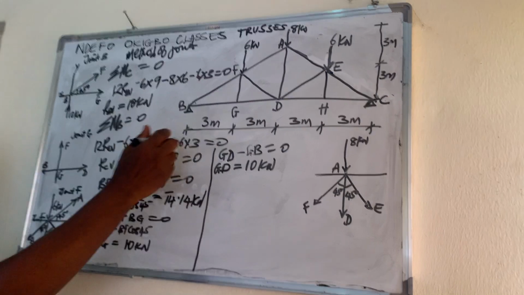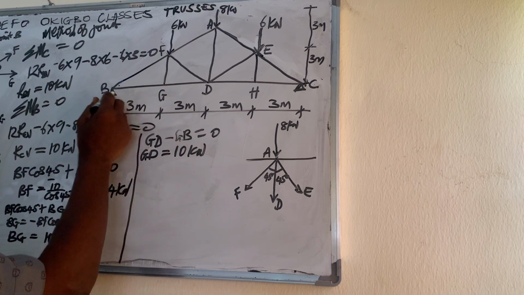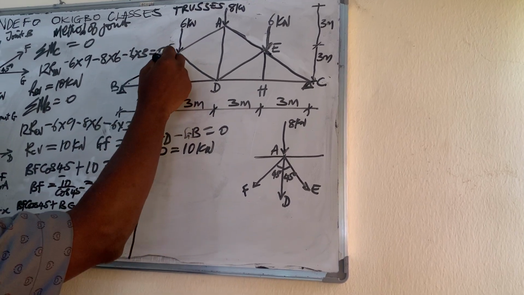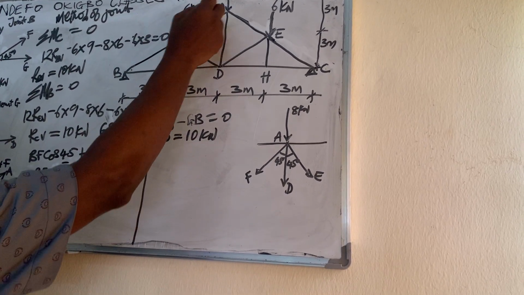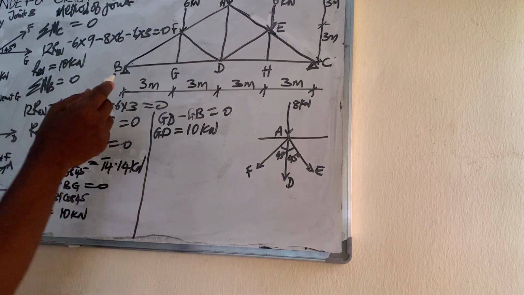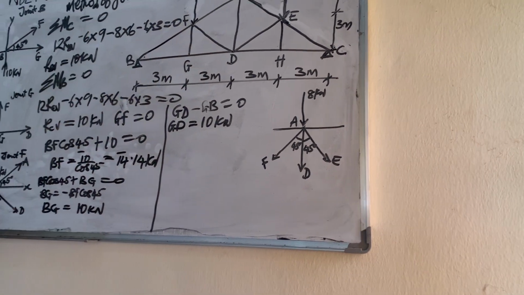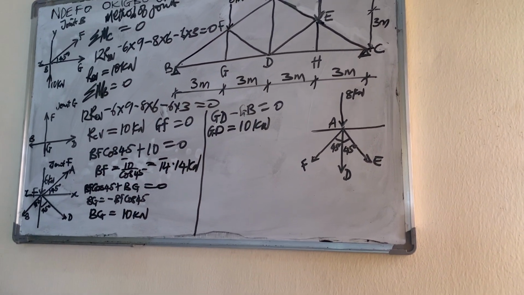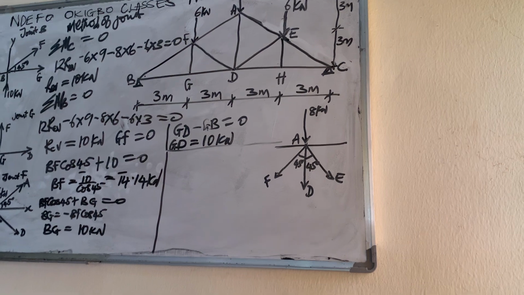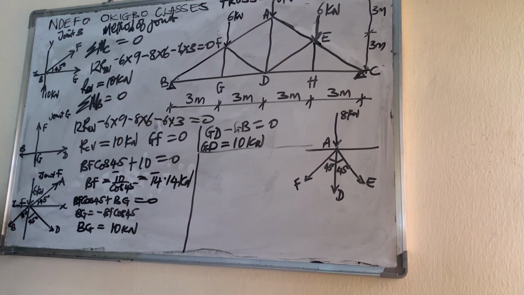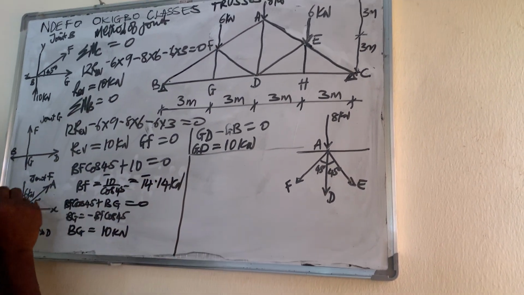So I've gotten the force in member GD, in member BG, in member BF, and in member FG. So what remains now is to get the force in members FA and FD. For me to do that, I come to joint F. At joint F, look at the forces. So the next thing is I resolve again vertically and horizontally. To resolve vertically here, I have force FA.